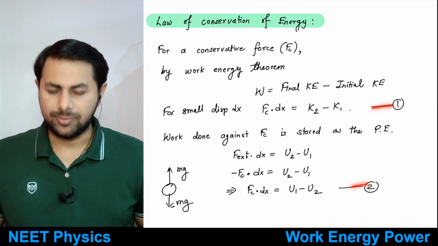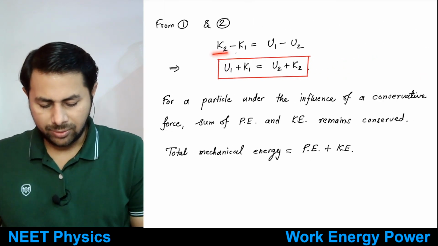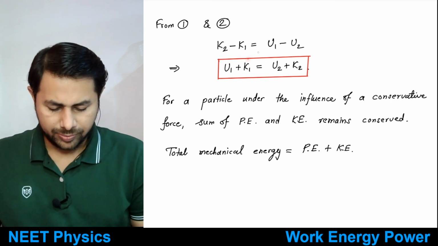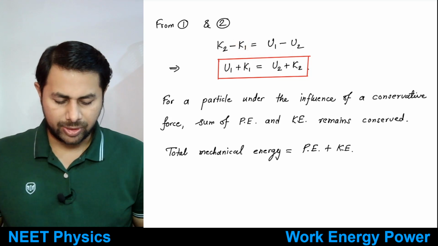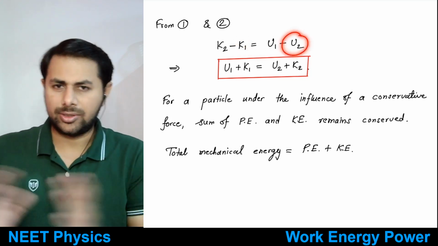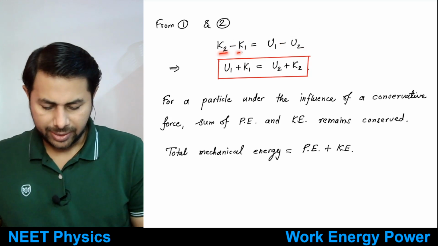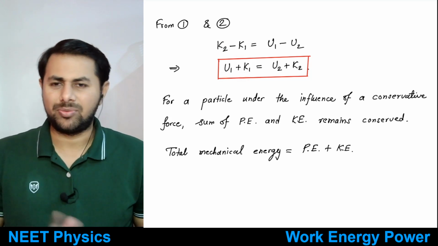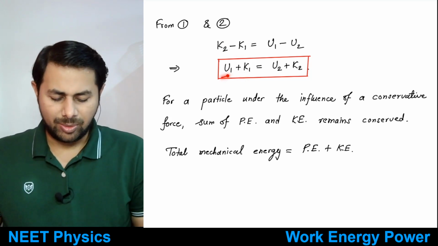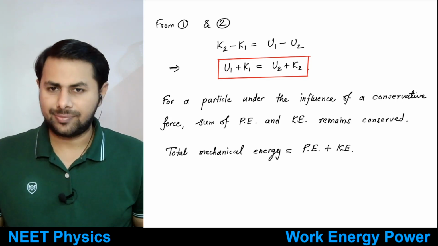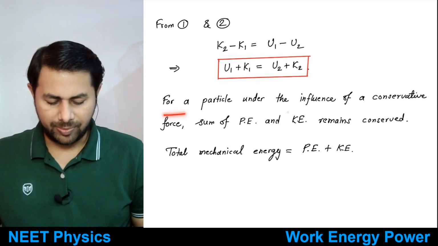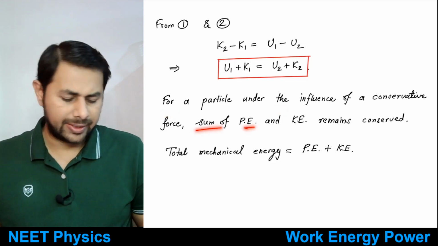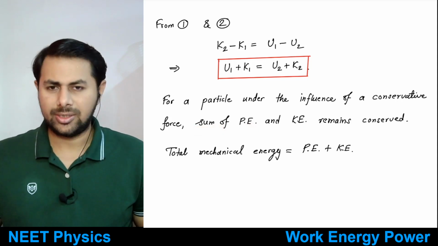You equate these two, then what do you get? K2 minus K1 is equal to U1 minus U2, and then you move this K1 to this side, so it becomes positive U1 plus K1, and this minus U2 to the other side, so it also becomes positive K2 plus U2. So what do you get? You get U1 plus K1 is equal to U2 plus K2, right? The sum of potential and kinetic energy is equal to a constant. For a particle under the influence of a conservative force, the sum of potential energy and kinetic energy remains conserved.